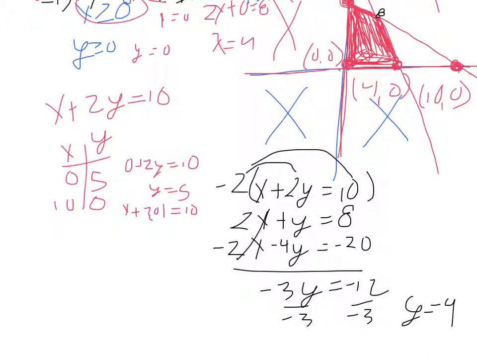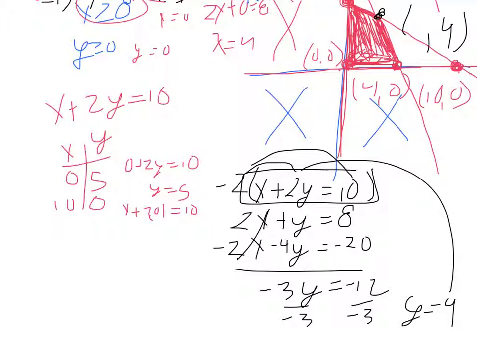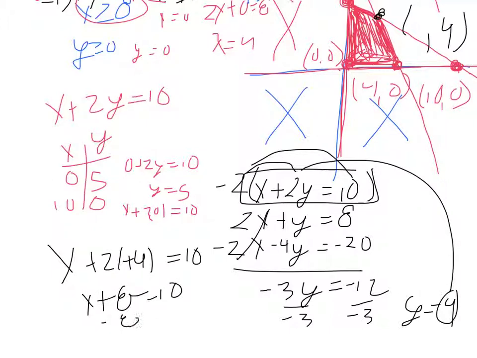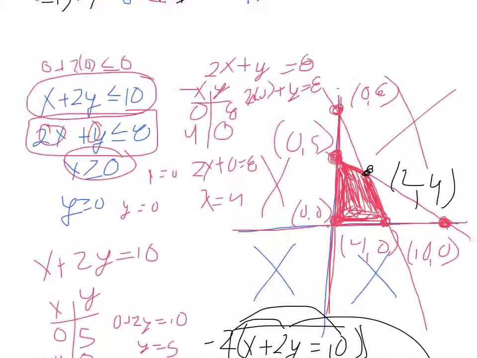So this point right here, something comma 4. To get the x value, plug this in. So we have x plus 2 times 4 equals 10. Excuse me, positive 4, not -4. It's a positive 4. So then we get x plus 8 equals 10. Subtract 8. We get x equals 2. So this is the point (2, 4).